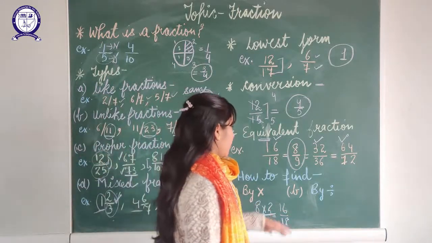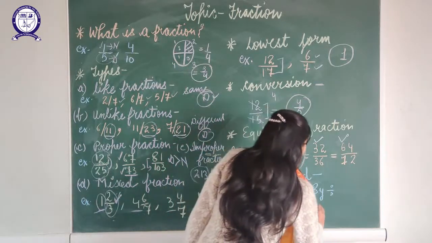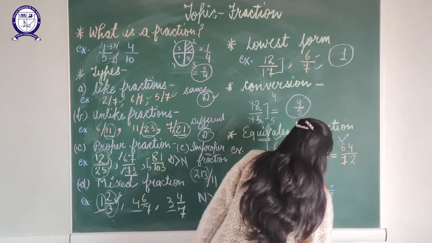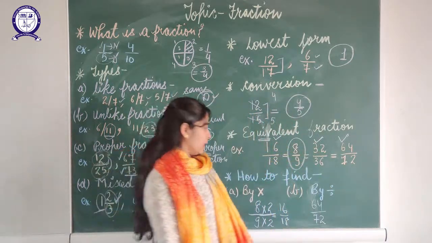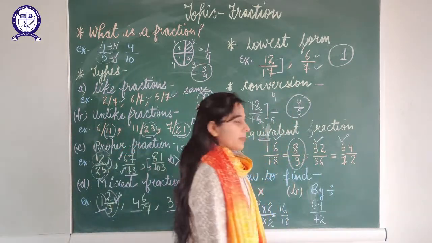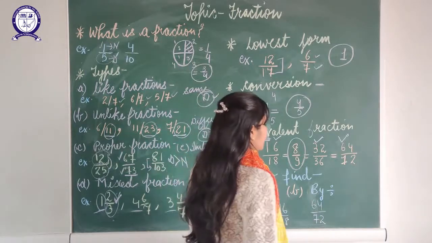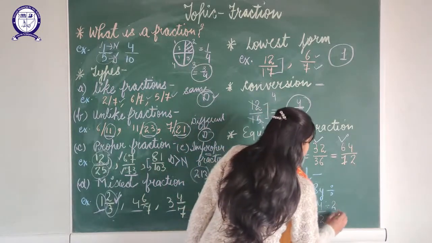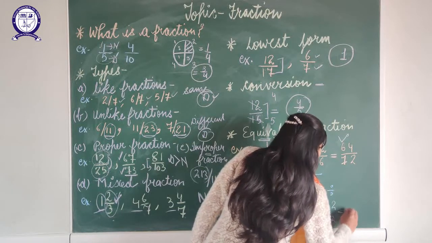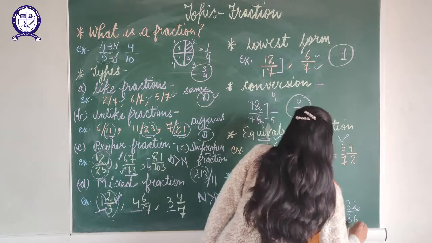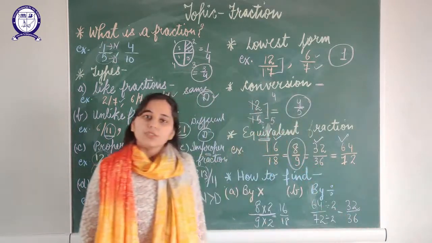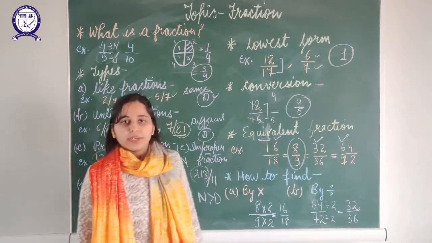Now let's find the equivalent fraction by dividing. We have to divide or multiply the numerator and denominator by the same number only. We will not multiply them by different numbers. Now divide this by 2. After dividing we will have 32 by 36, which is also an equivalent fraction of 8 by 9, and also 64 by 72.